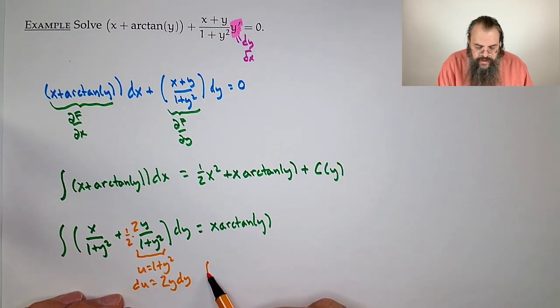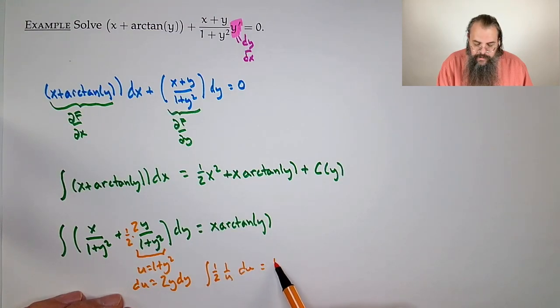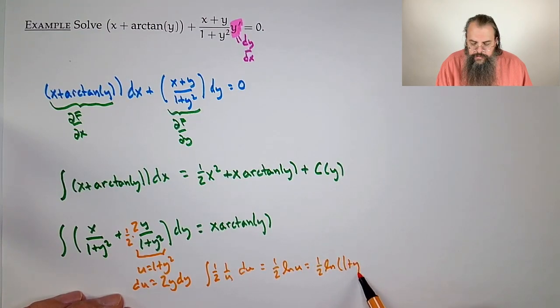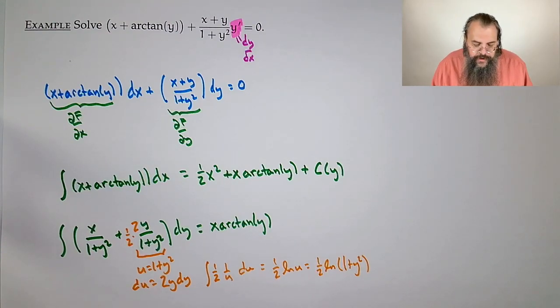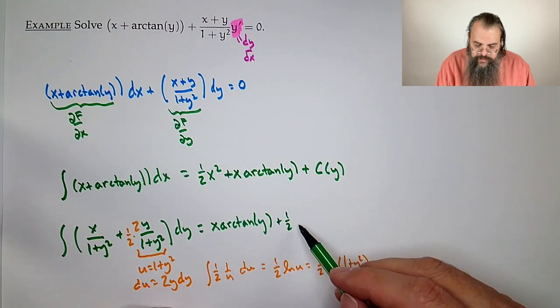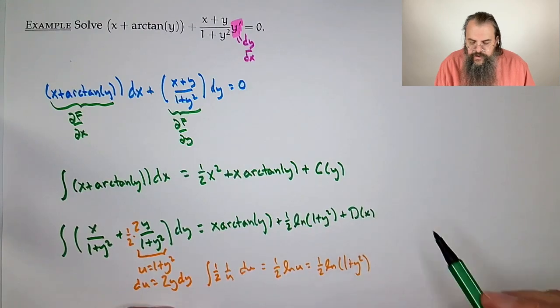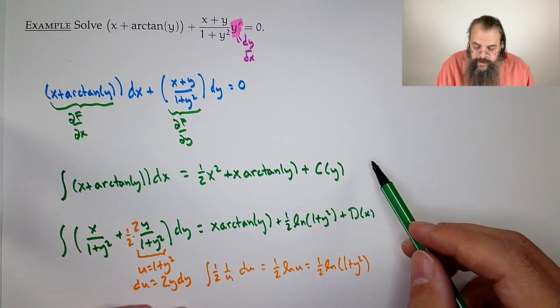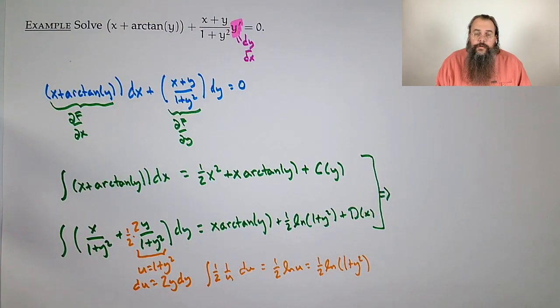So this would become the integral of 1/2, and then the 2y dy would become a du, and this 1 plus y squared downstairs is a 1 over u, so this becomes 1/2 natural log u, or 1/2 natural log 1 plus y squared. Okay, so that's the integral of that other piece. So we have plus 1/2 natural log 1 plus y squared, and then of course this function d of x. And now we stitch these together. All right, well, we start looking at it.